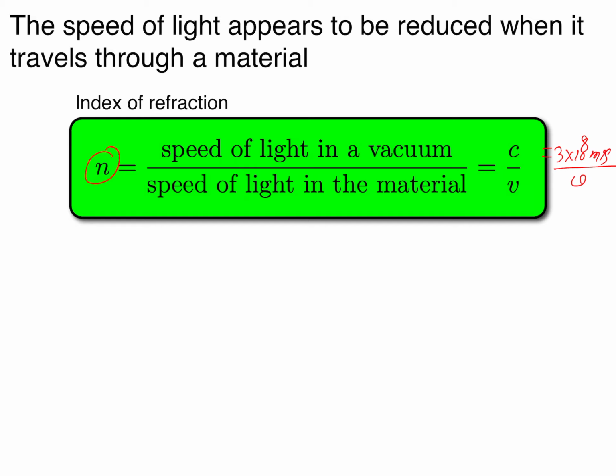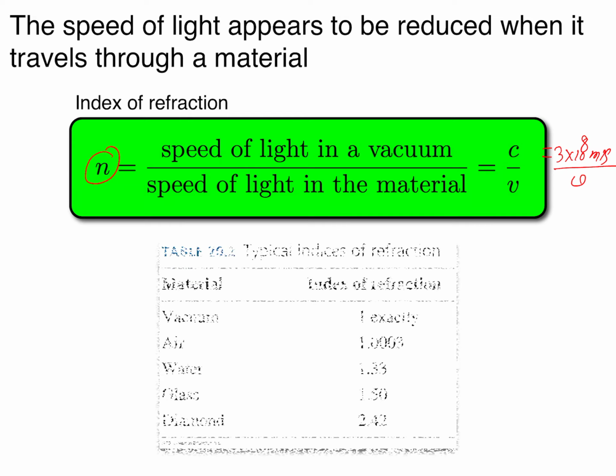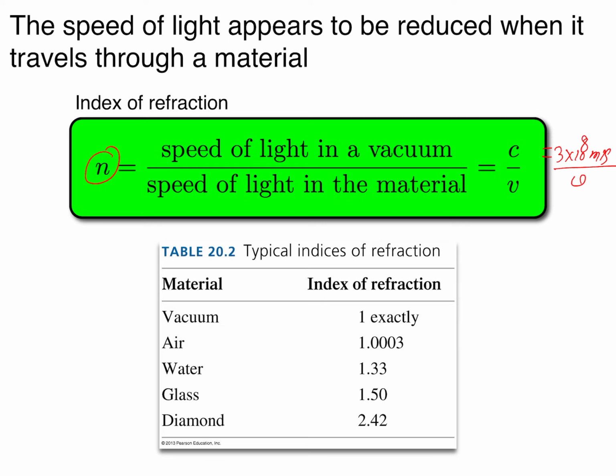So, how can we define the refractive index? The refractive index is an indication of how fast light can travel in a medium with respect to vacuum, which is a universal constant. So, let us look at this table of typical indices of refraction. You have different materials through which light can travel with a certain velocity, which determines its index of refraction.